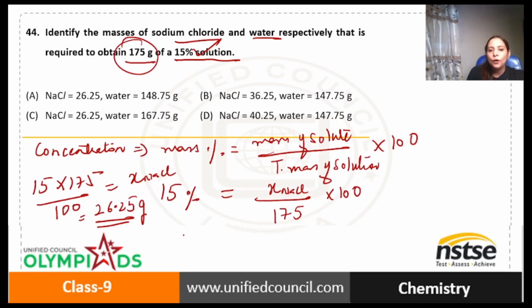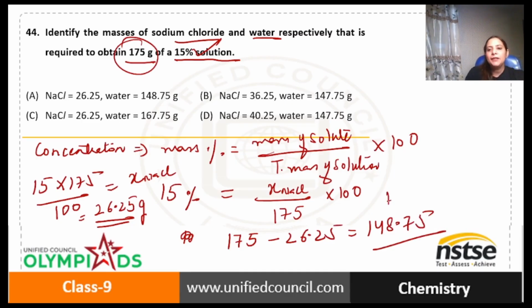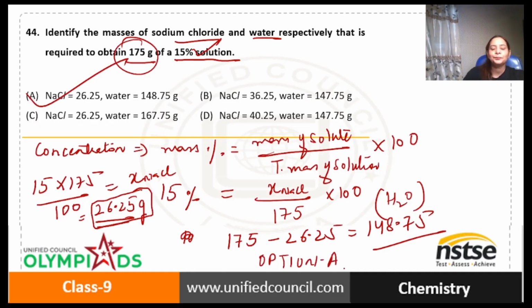Now once you have the mass of NaCl, we can find it for water. So total mass minus mass of sodium chloride will give you the mass of water, which will come out to be 148.75. So that means mass of water is 148.75 and mass of NaCl is 26.25 grams. So that means here the correct option is option A. Correct answer is option A.